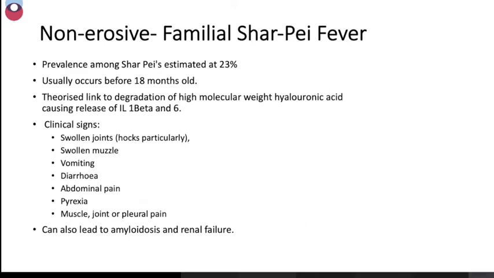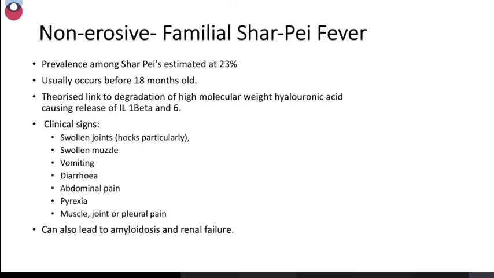Then non-erosive familial Shar-Pei fever is something we're becoming more familiar with, and the prevalence is estimated at about 23%, which I think can differ geographically among Shar-Pei populations. Usually occurrences of it tend to occur before they're 18 months old, and it's theorized to be linked to degradation of high molecular weight hyaluronic acid within Shar-Pei skin, causing a release of interleukins.